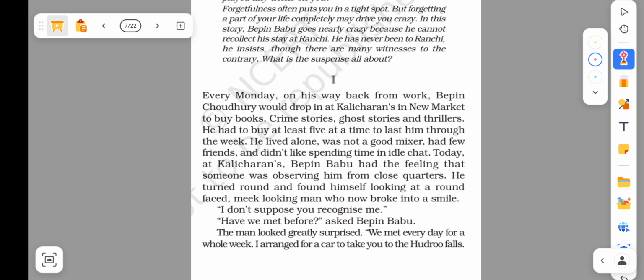And that man was a little bit surprised. He told him that we have met for a whole week, and he also arranged a car for him to take him to the Hudru Falls. I don't know about Hudru Falls, it must be somewhere in Ranchi or somewhere, I don't know.